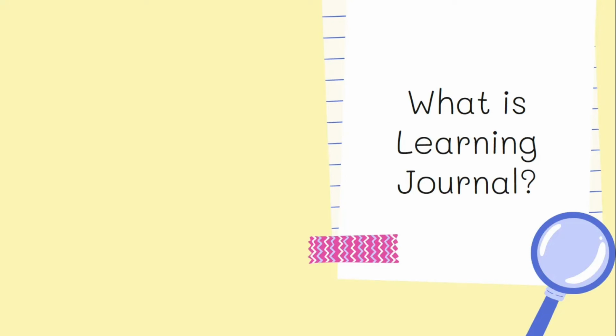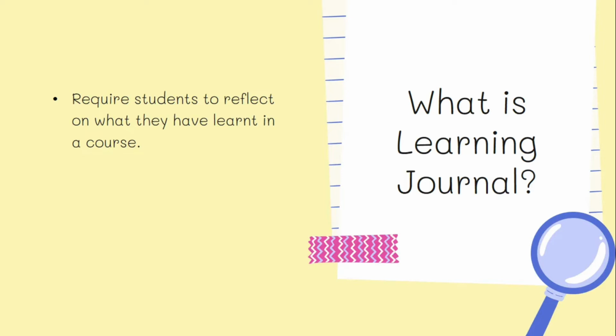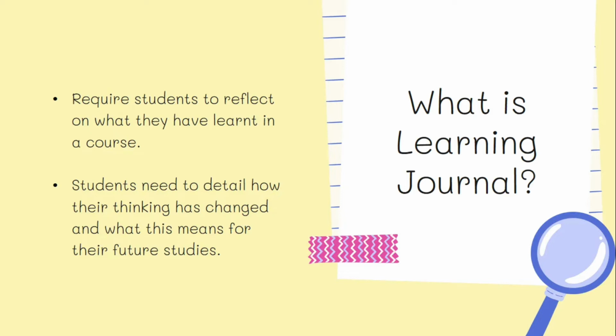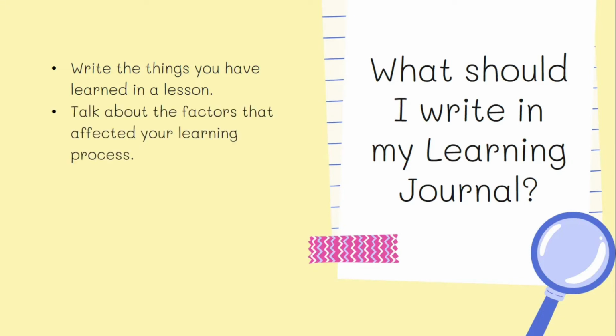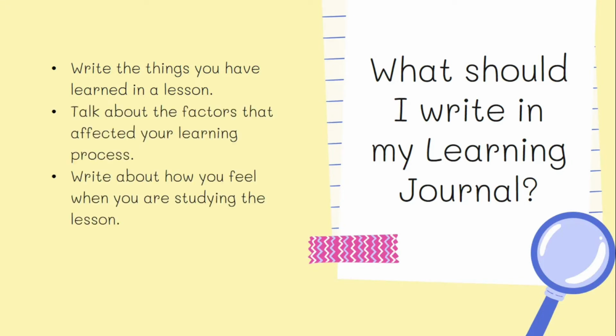Now, let's talk about the third critical reflection technique, the learning journal. So, what is a learning journal? Learning journals require students to reflect on what they have learned in a course. Students need to detail how their thinking has changed and what this means for their future studies. What should I write in my learning journal? Write the things you have learned in a lesson. Talk about the factors that affected your learning process. Write about how you feel when you're studying the lesson and reflect on what you have learned.